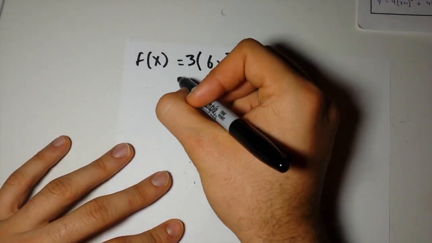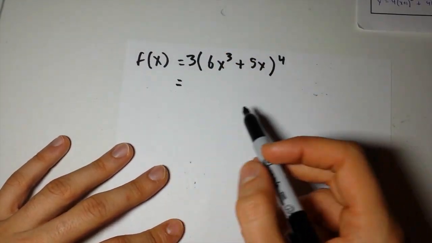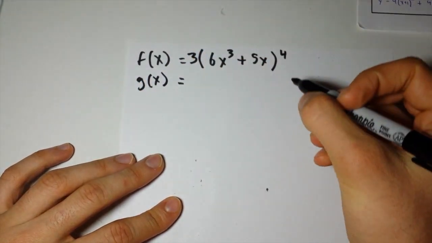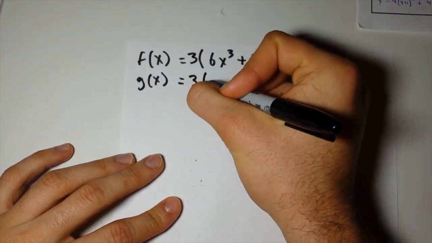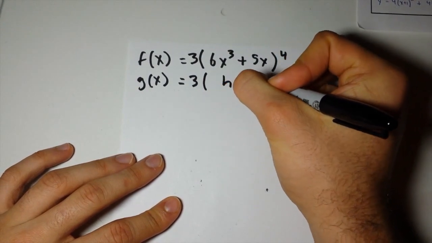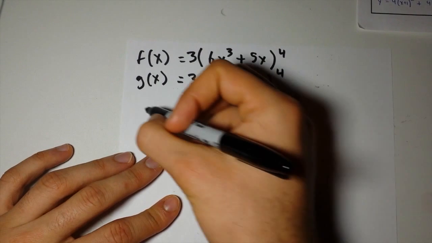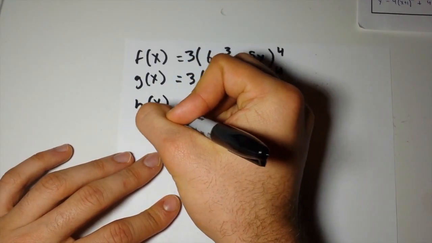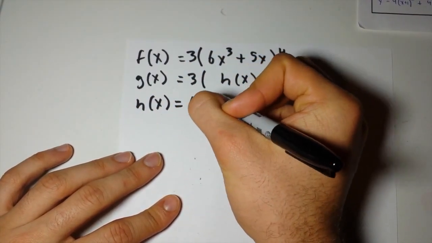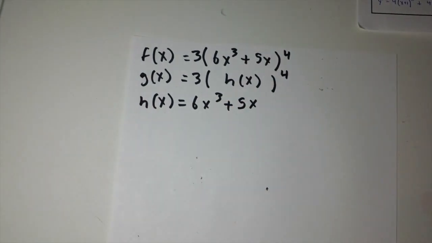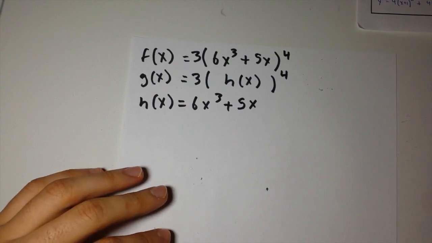So plain and simple, we're identifying our g of x to be 3 times our h of x on the inside, which we can see up here and we'll define in a second, to the power of 4. And we call our h of x 6x cubed plus 5x. So there's your inside and your outside. So now you have those both readily available to you.